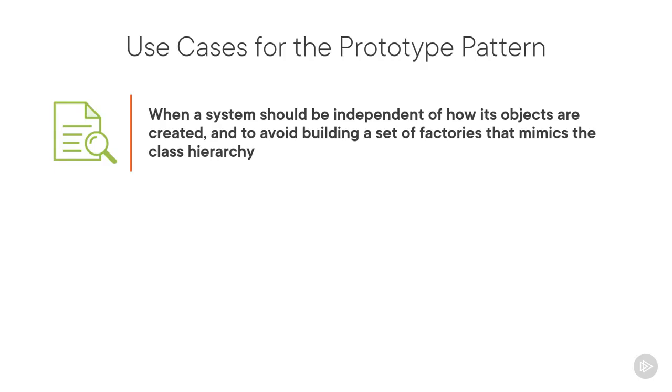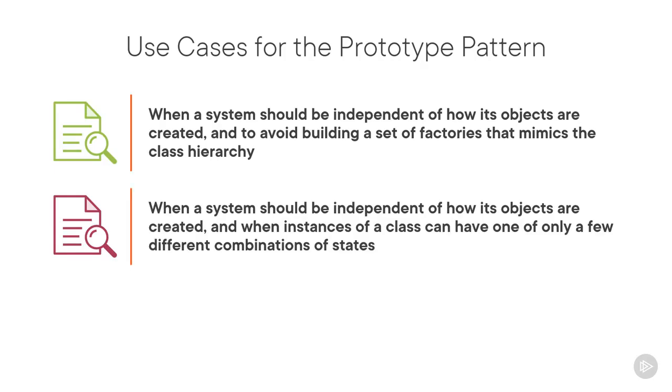Another good use case is when a system should be independent of how its objects are created, and when instances of a class can have one of only a few different combinations of states. In those cases, starting from a clone will often be more convenient than starting from an instance with default values. Let's have a look at the pattern consequences.